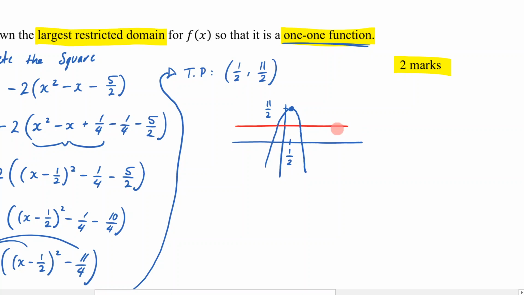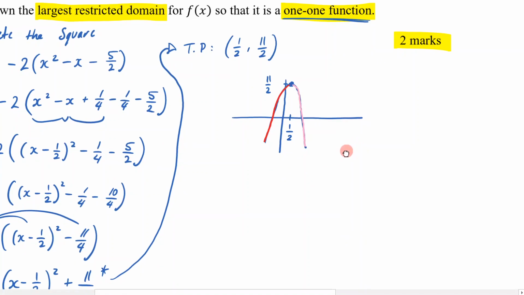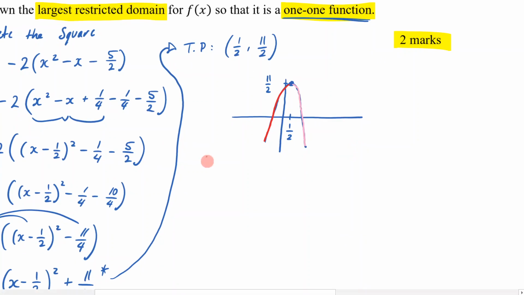So in order for that to happen, I could either have this side, or I could have this side. I could either have one of those 2 sides if I want to have the largest restricted domain for a one-to-one function. I can't have both. I can either have one or the other. So that means what my answer is going to be is, let me write this down, largest domain for one-to-one function.